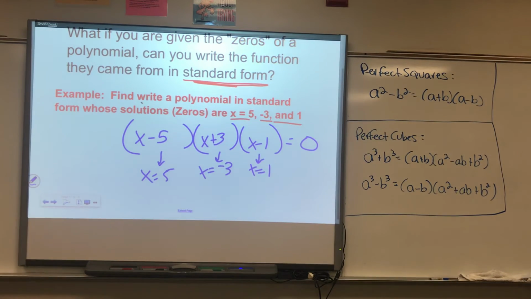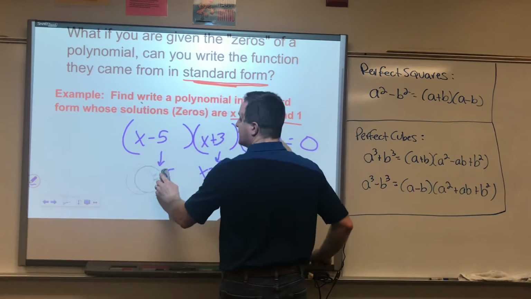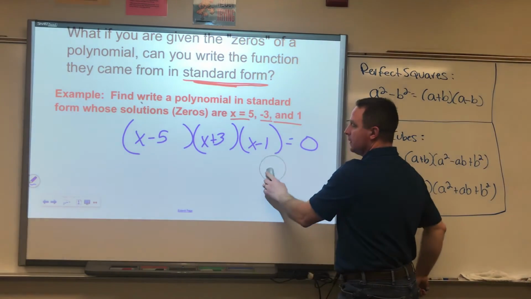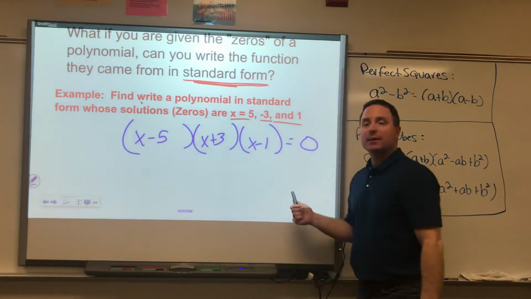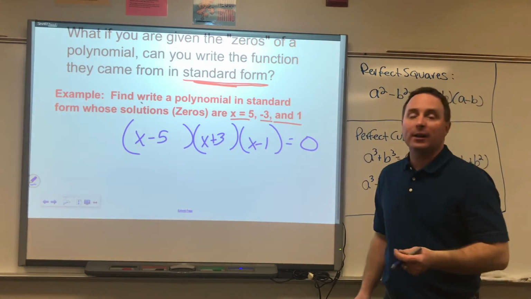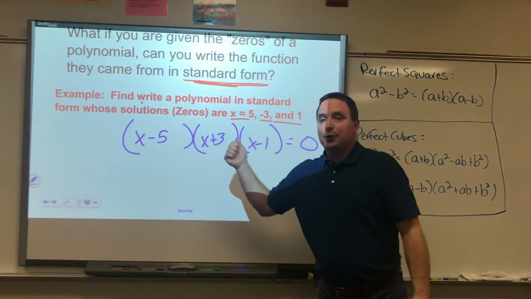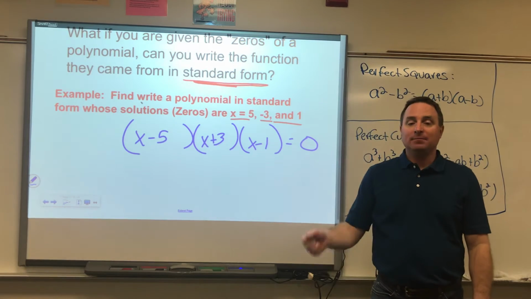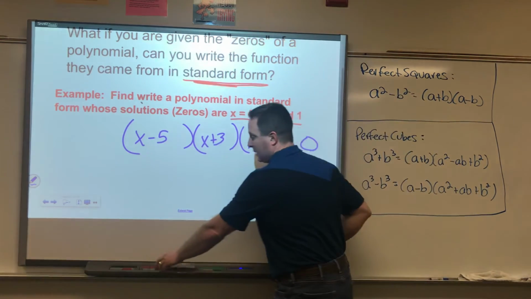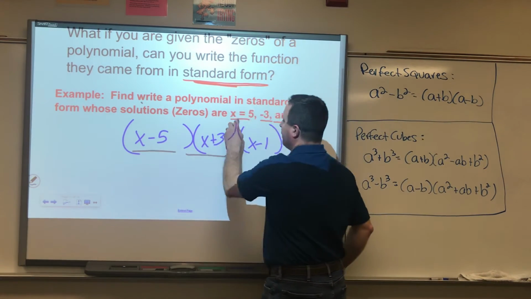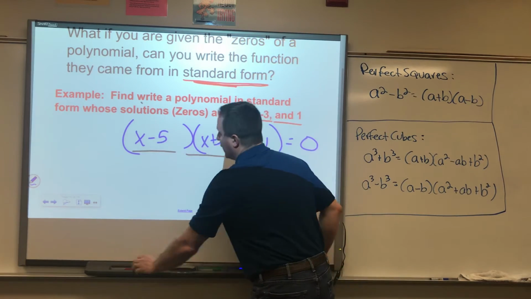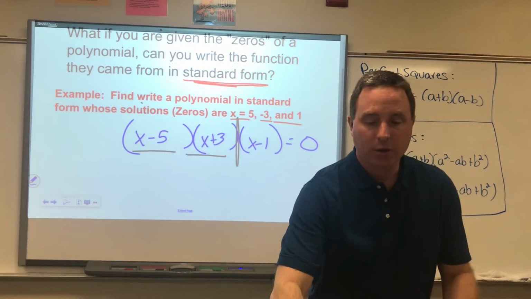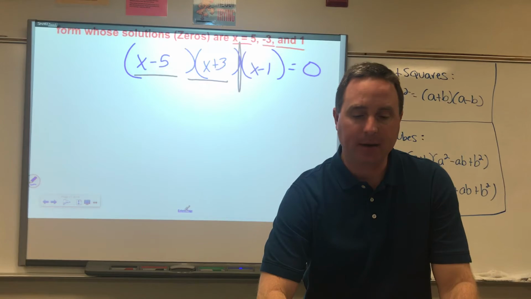So once we get our parentheses, to find the polynomial, we just have to multiply all that together. We're going to FOIL it to start with. I have three things. How many things can you multiply at a time? We can only multiply 2 at a time. And it doesn't matter which 2, but I'm going to do the first 2. So I'm going to start there, and I'm going to FOIL those pieces together.